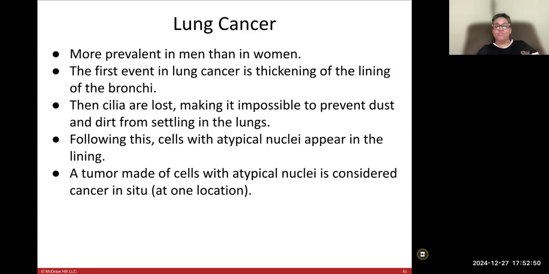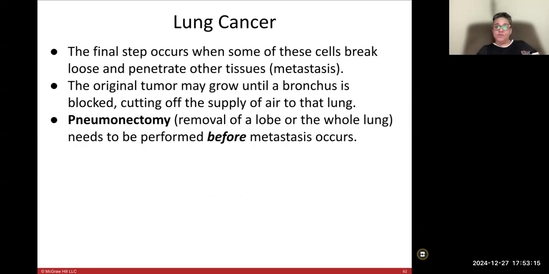Lung cancer is more prevalent in men than women. The first event in lung cancer is the thickening of the lining of the bronchi. Then cilia are lost, making it impossible to prevent dust and dirt from settling into the lungs. Following this, cells with atypical nuclei will appear in the lining. A tumor made of cells with atypical nuclei is considered cancer in situ, or cancer at one location. And the final step occurs when some of these cells break loose and penetrate other tissues, called metastasis.